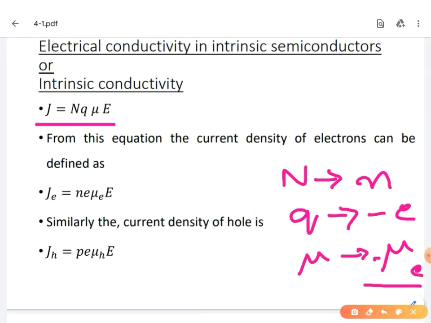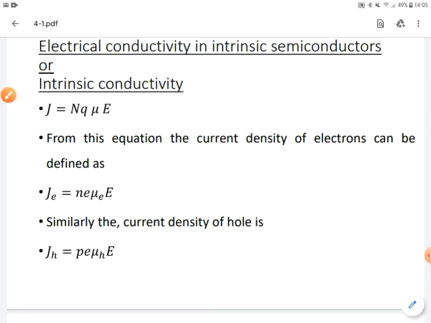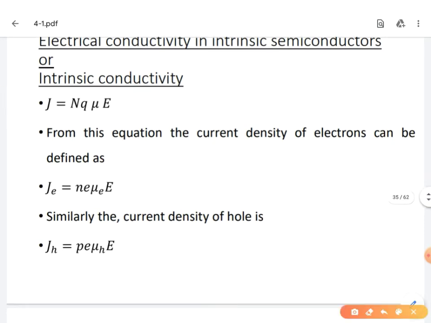By substituting all these parameters n, q and mu, we got the final equation, which is the expression for current density of electrons. In the same way, when we apply the general expression for holes, what will happen?